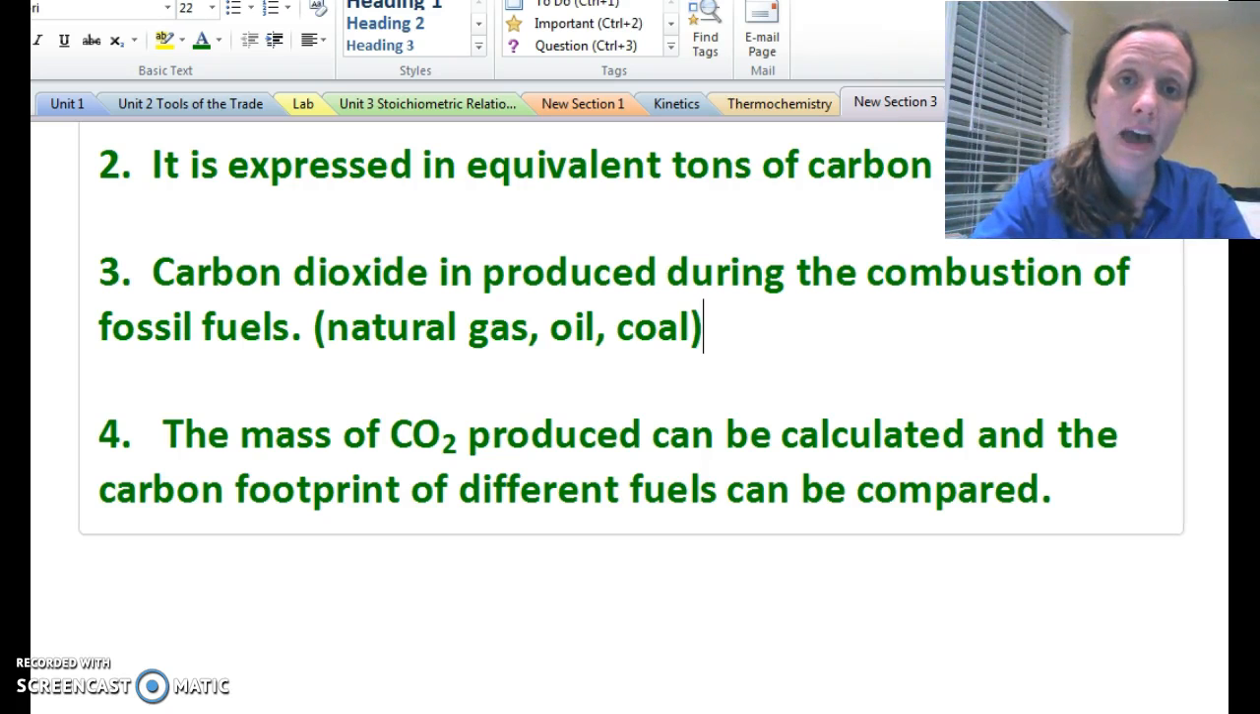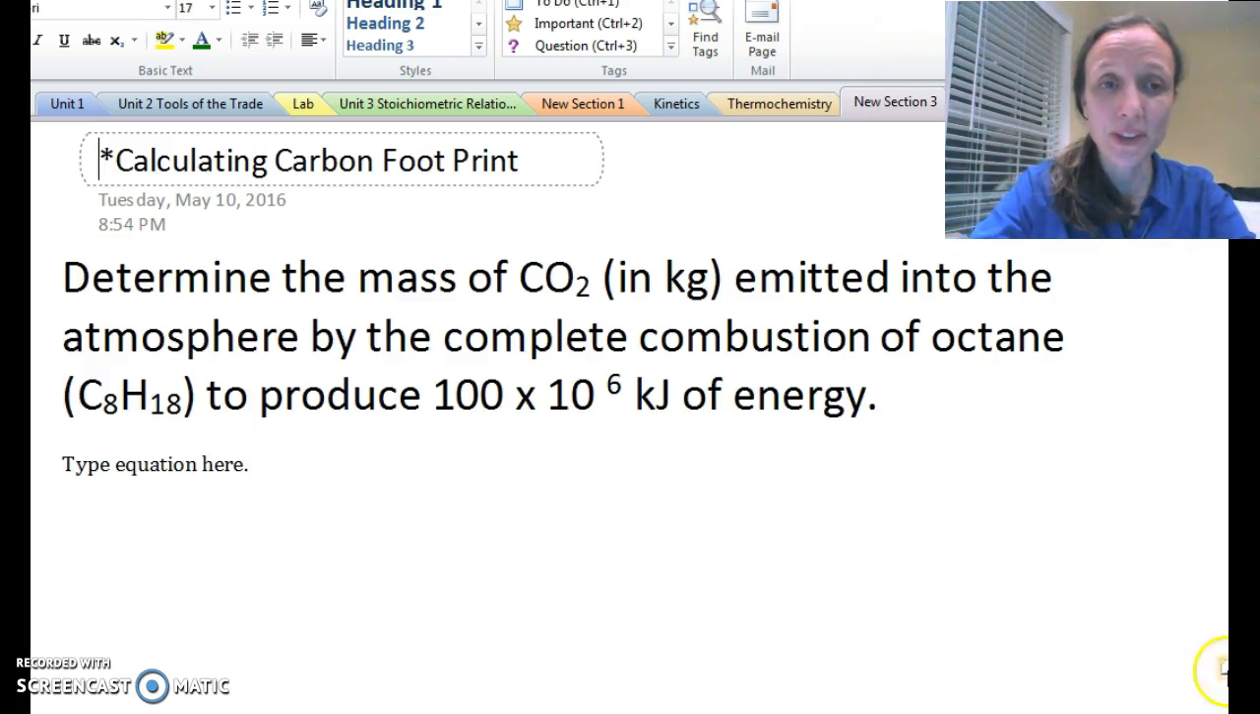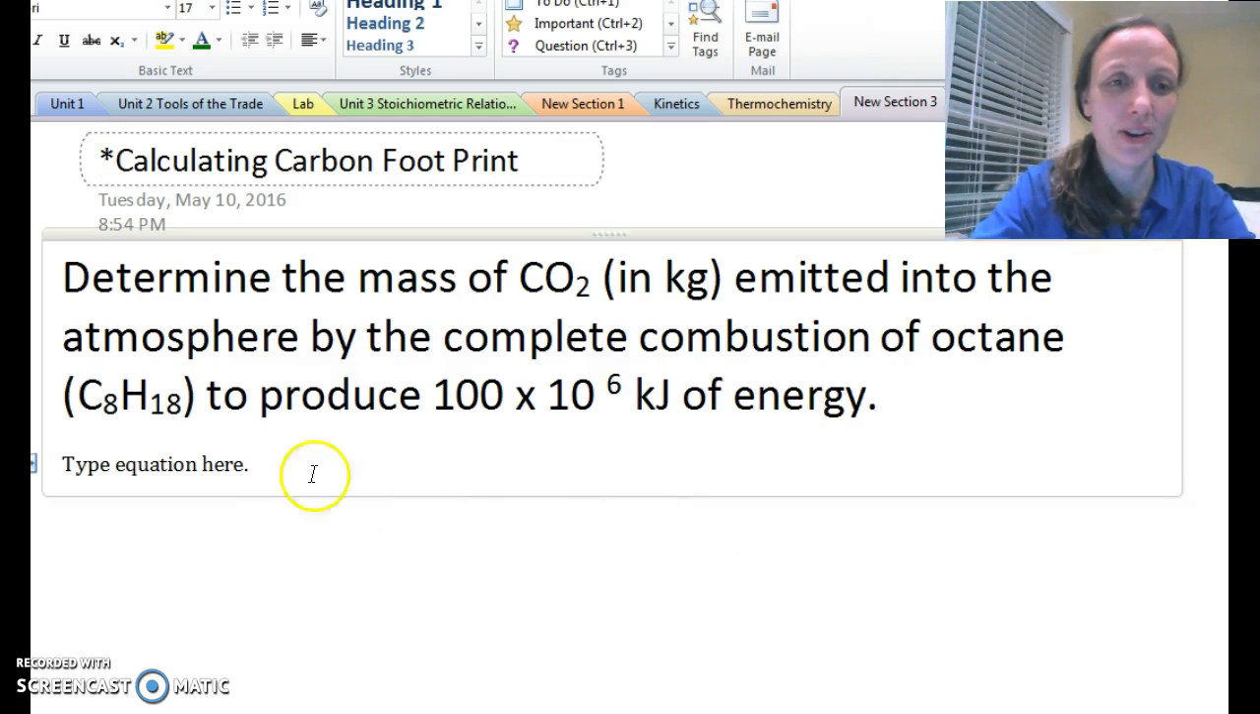And then once you do that for every type of fuel, you can compare which fuel gives you the least carbon footprint. And so we'll do one of those examples using coal and wood so that you get an idea of how to do that. So let's try this calculation here, calculating the carbon footprint.